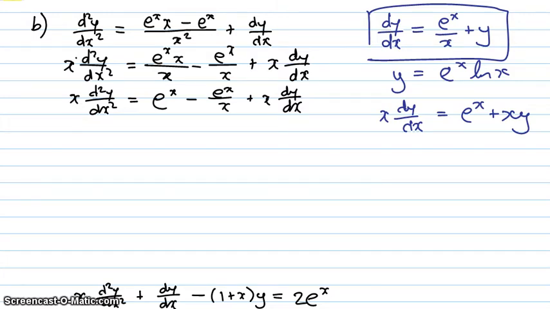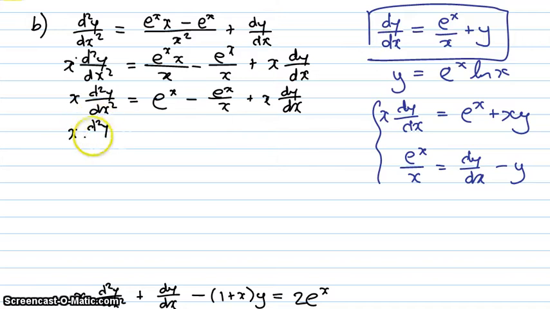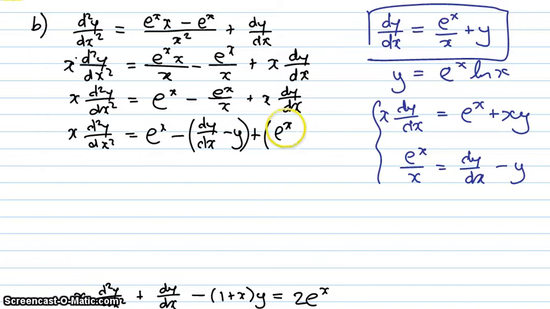Sorry, there's one other thing I can notice from this. It's that e to the x over x is equal to dy by dx minus y. So I'm going to make use of these two here now to try and simplify my expression. So I have x d2y dx squared is equal to, going to keep the e to the x, minus, now e to the x over x is dy by dx minus y, and x dy by dx is e to the x plus xy.